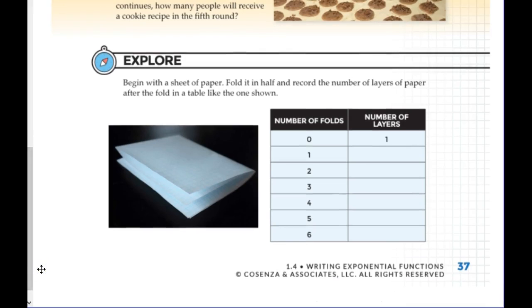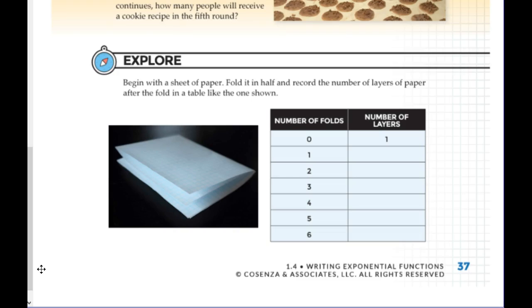Okay, down here, everyone has a scratch sheet of paper? Don't fold your warm-up. Don't fold your notes. Okay, this says begin with a sheet of paper. Now, first of all, 0 folds is how many layers? Just 1 layer, right? So, 0, 1, makes sense.